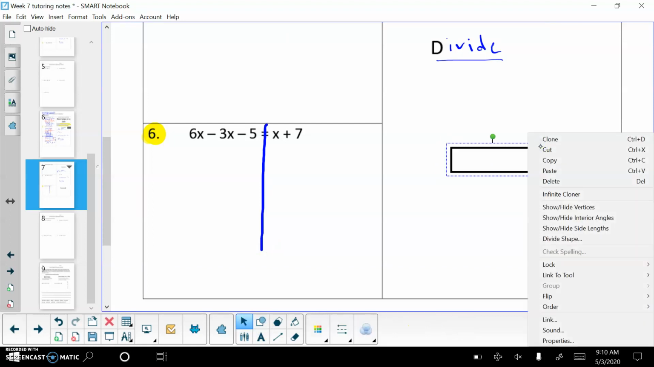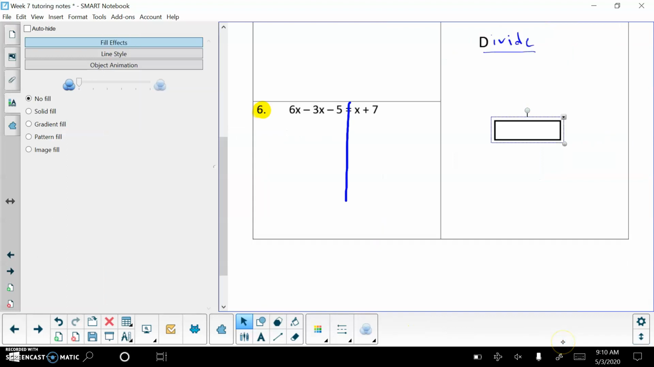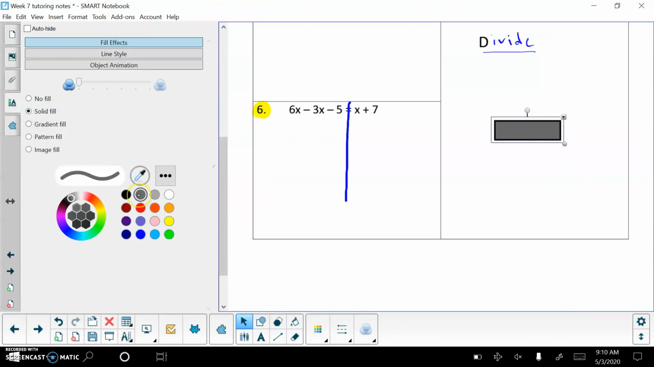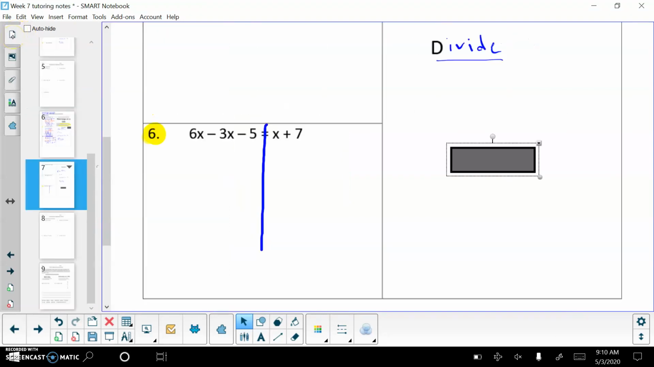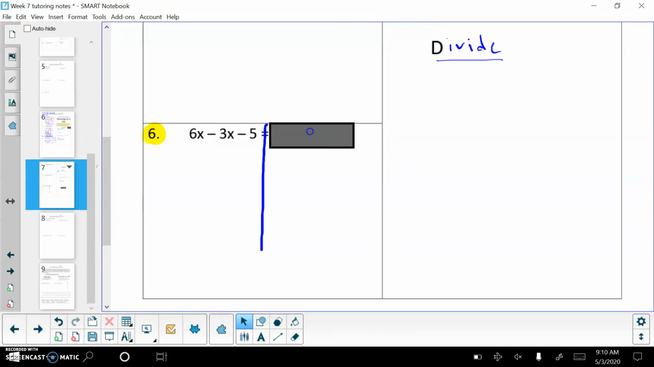I'm going to reset my properties. Okay, and now I can drag it over. And I can notice that, yes, I do have some combining that I can do. I've got a 6x with a 3x. And this time the combining is a little bit different because I'm not adding them since this is a subtract sign. It's 6x minus 3x.